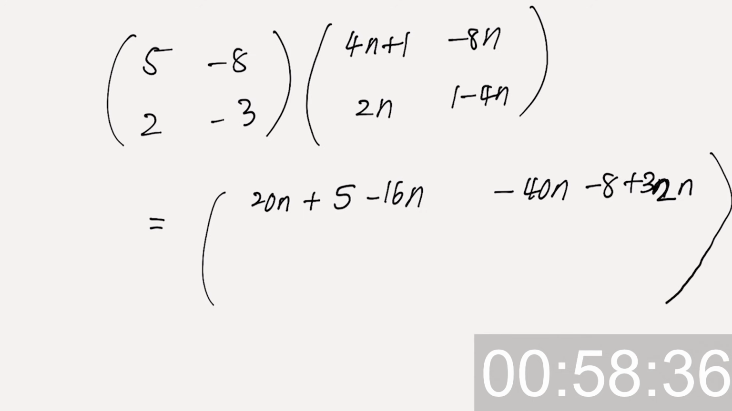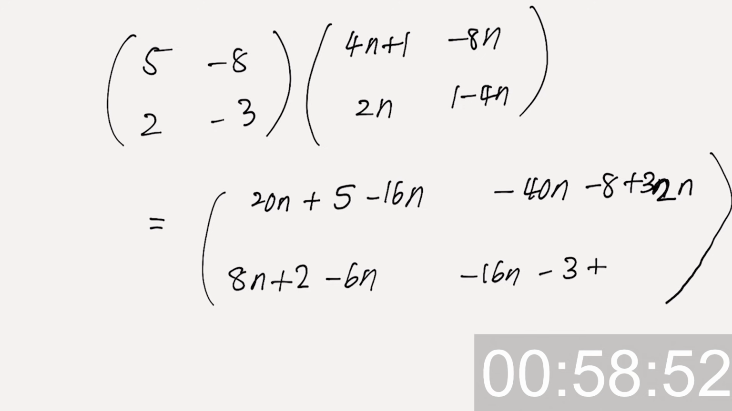Okay, second row, second column, so that'll be 8n plus 2 minus 6n. Second row, second column, minus 16n minus 3 plus 12n. Right. So let's write it out first, and then I'll put it, I think, in the induction form.